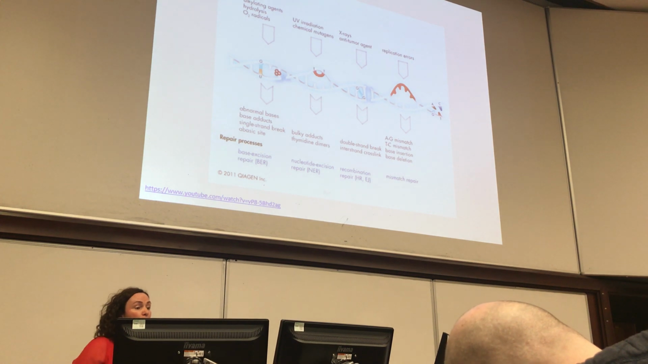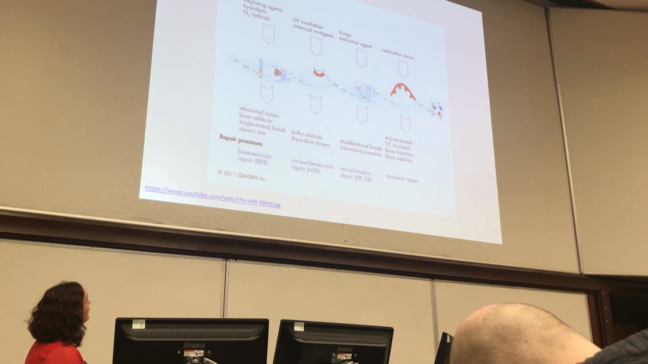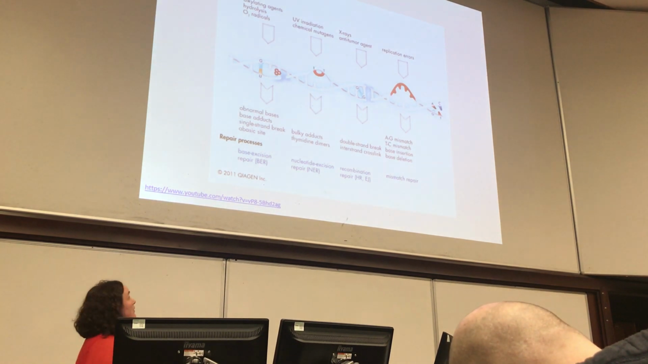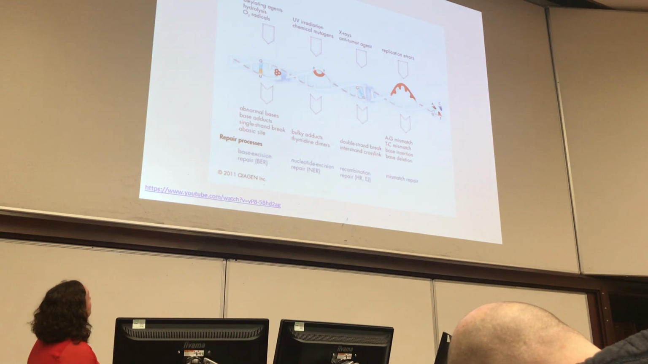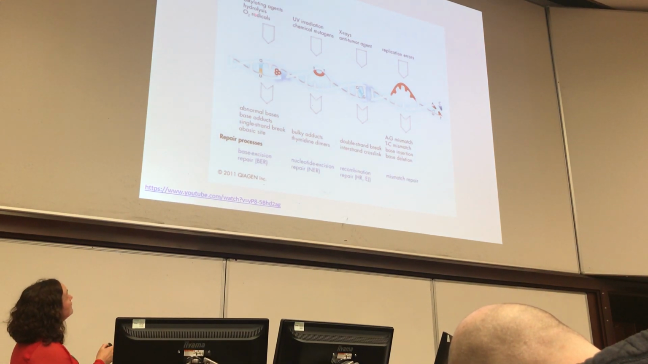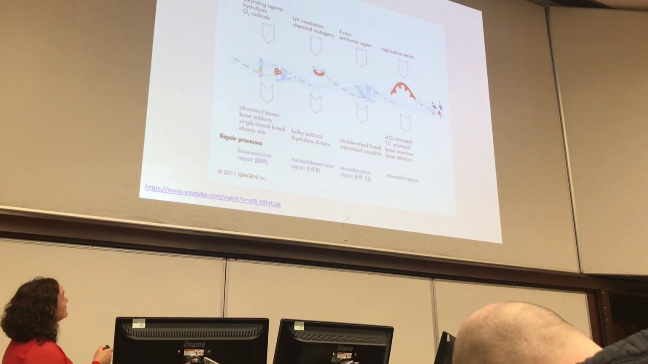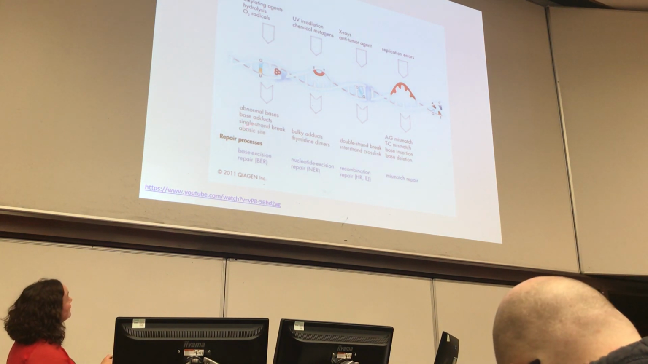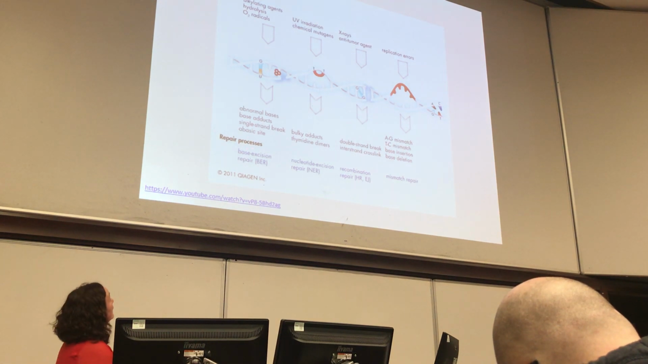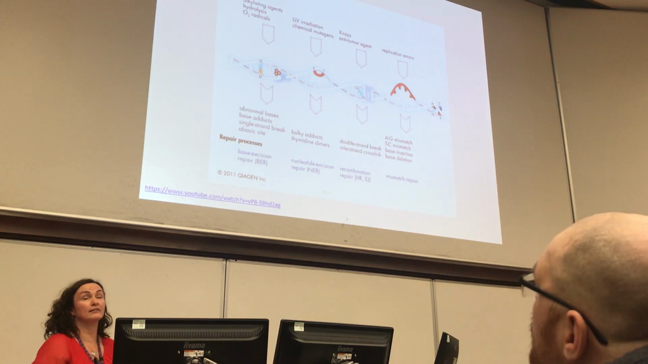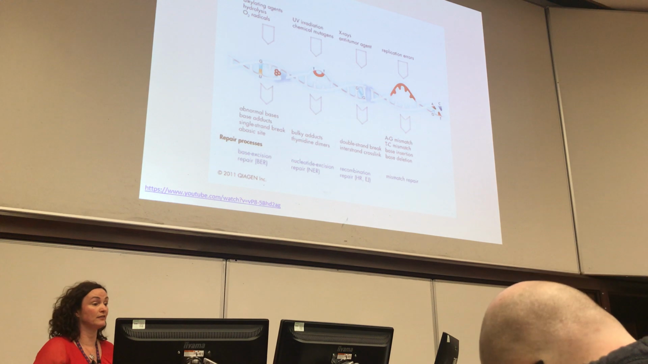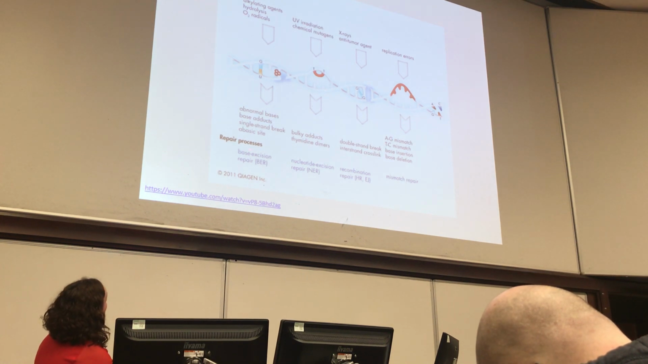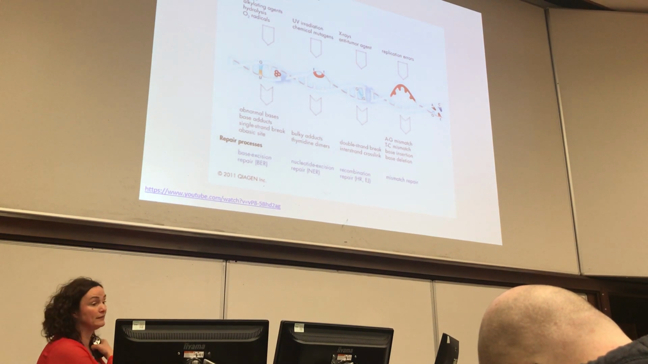So here you can see where the different types of repair mechanisms come into play. You can see, for example, that X-rays and hydroxyl radicals will form abnormal bases, single-strand breaks, and may even have abasic sites, meaning that there's no actual base there. The process that repairs it is called base excision repair.